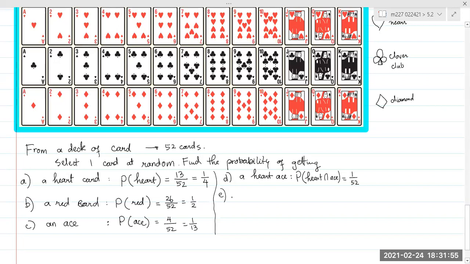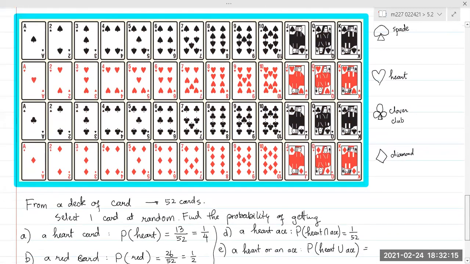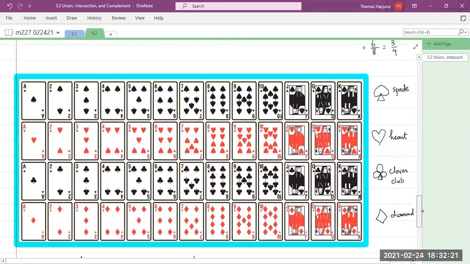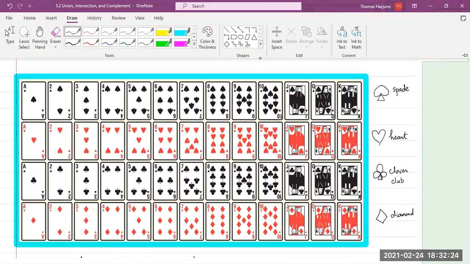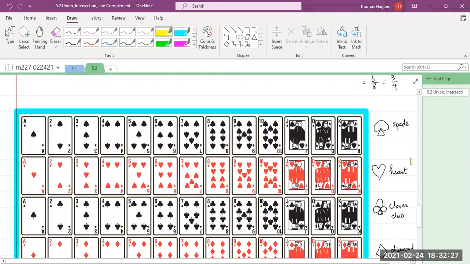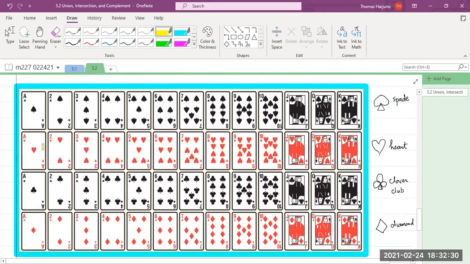Now, as opposed to a heart or an ace, the notation is probability of heart union ace. Now let's see how many hearts or aces. I need to make it smaller now. How many hearts or aces? These are the hearts, right? There are 13 heart cards, right? And then how many ace cards?